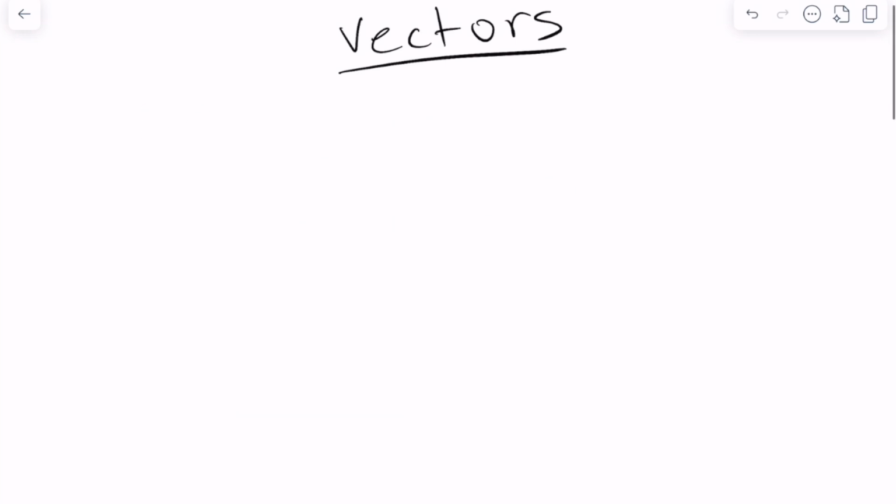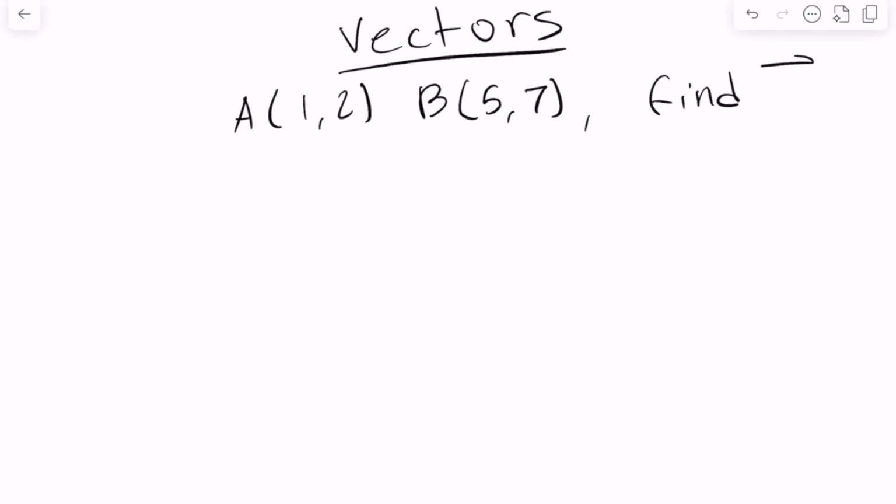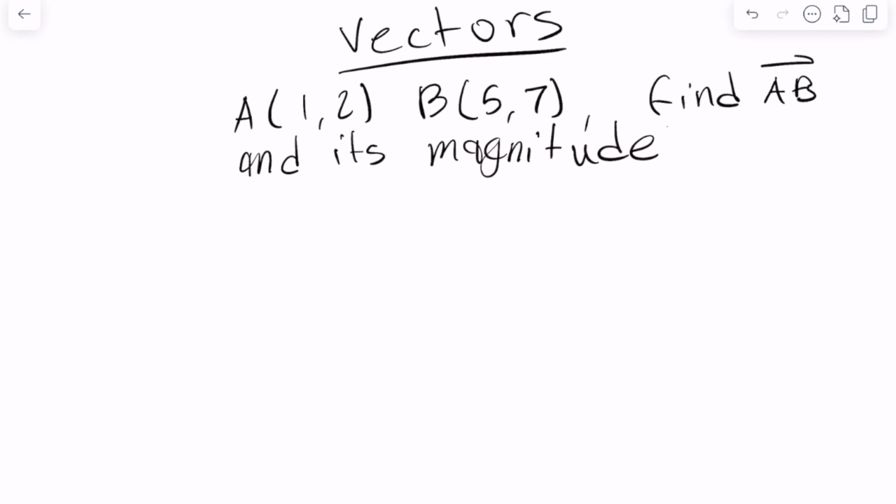So now let's end off with one practice question. So given the point A and the point B, find vector AB, okay, and its magnitude. So if you guys want to pause the video, feel free to try the question yourself.